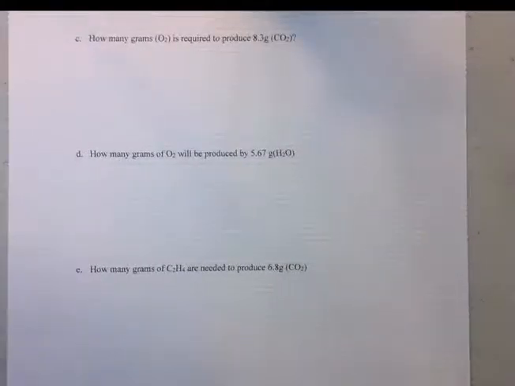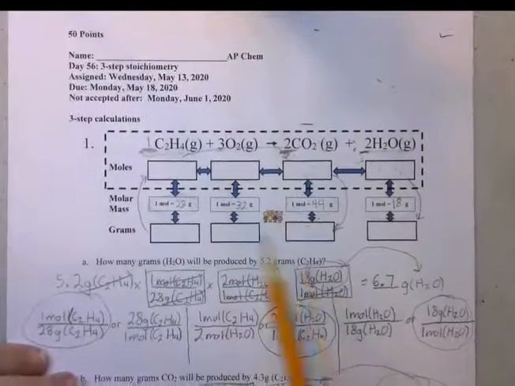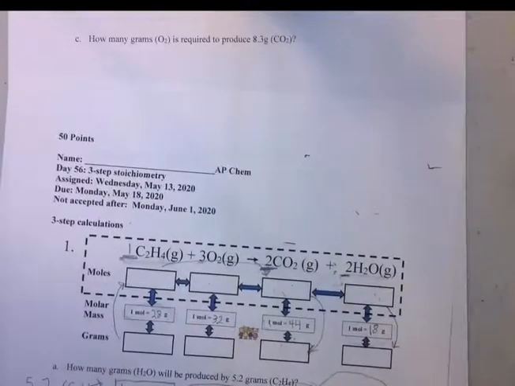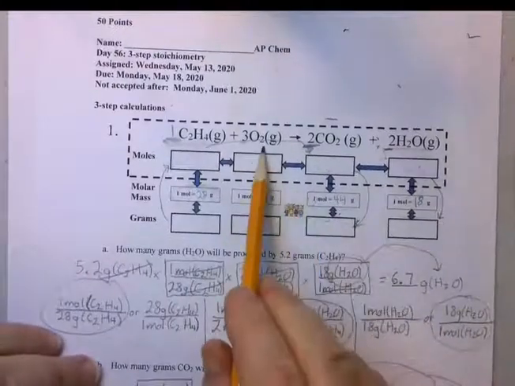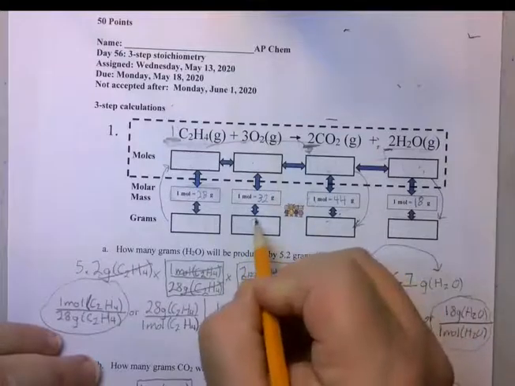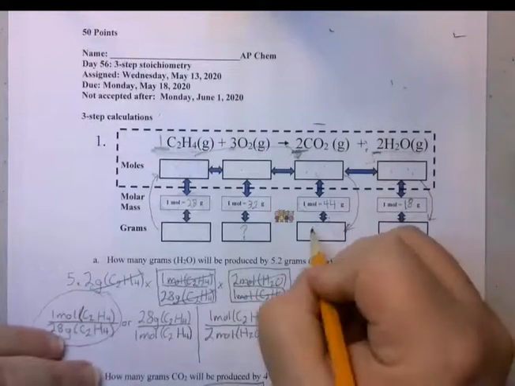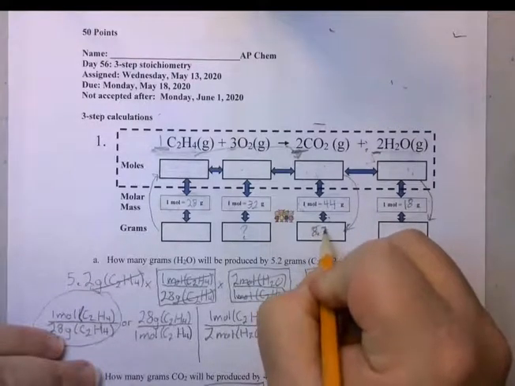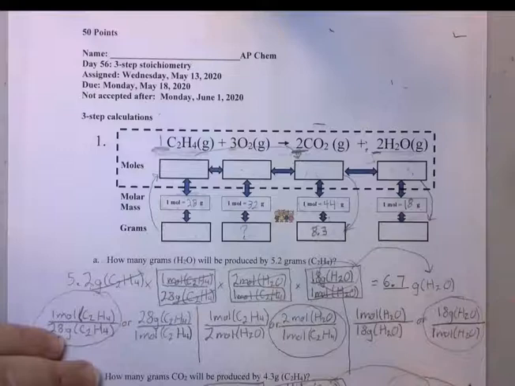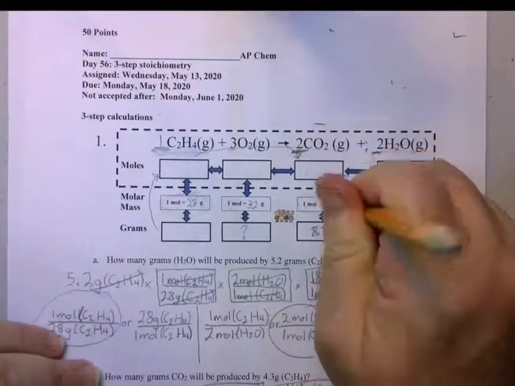Okay, so let's move on. How many grams of O2 is required to produce 8.3 grams of CO2? Okay. So here's our graphic organizer. We're talking about how many grams of O2. So we find O2, here's grams, and it wants to know how many. That's the question mark. And what do we want to produce? 8.3 grams of CO2. Okay, so let's go ahead and erase these arrows here.